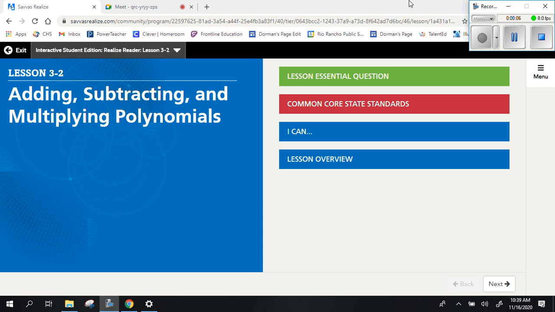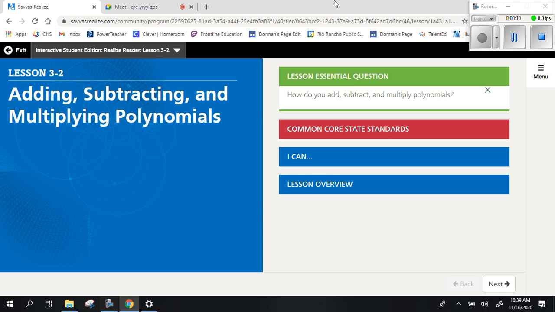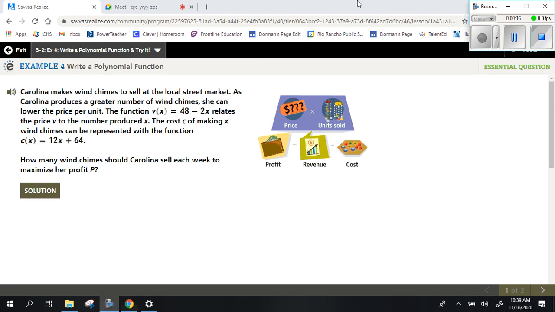We're going to be adding, subtracting, and multiplying polynomials again. Our essential question is going to stay the same, except now we're going to apply these to some application problems. And we're going to start with one about Carolina. She's making some wind chimes.